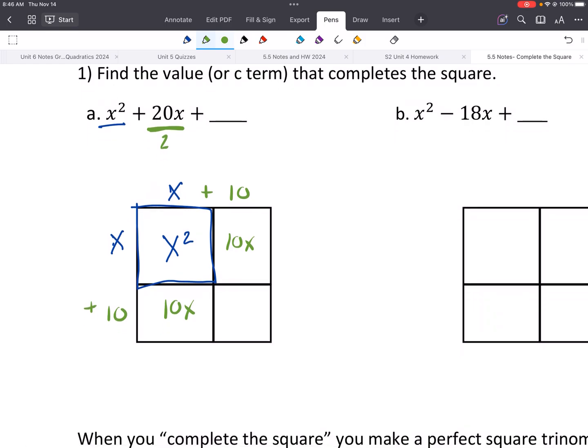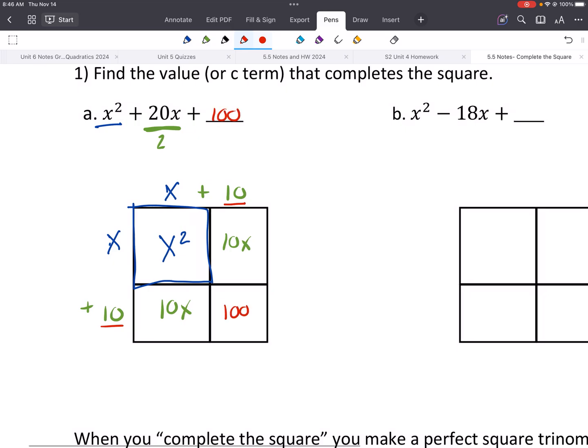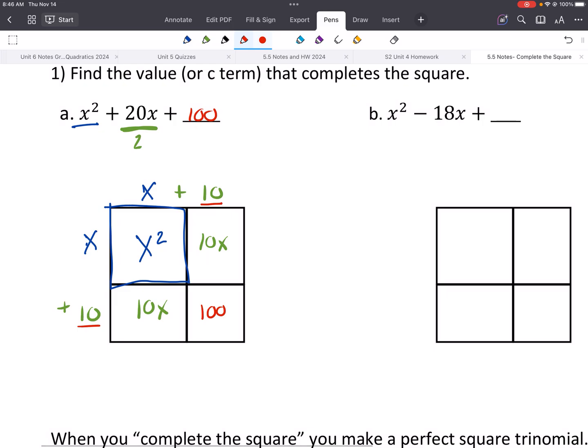And then what completes the square? The last thing is we're trying to figure out what this has to be, but we can just do that by multiplying. 10 times 10 would give us 100. Okay, so if you would please pause and try B and C.